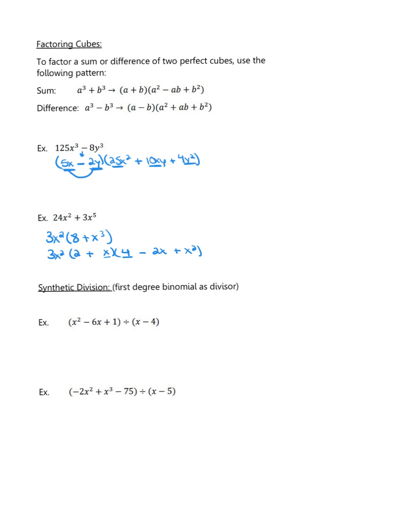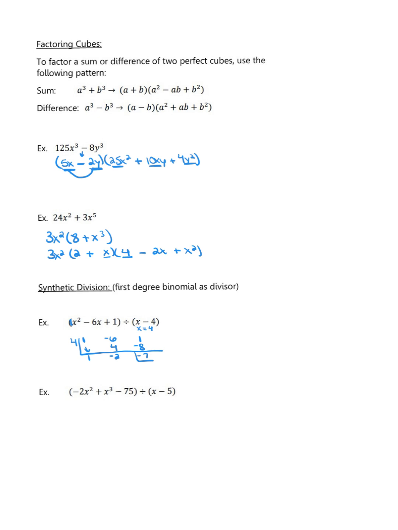If I'm dividing by x minus 4, if I set x minus 4 equal to 0, x equals 4. So I'm going to divide by 4. And then I'm going to write just the coefficients. So 1 in front of the x squared, negative 6 in front of the x, and 1. Bring down the first term, multiply it by the outside, so 4 times 1 is 4, and then add that column, negative 6 plus 4 is negative 2. Multiply by the outside, 4 times negative 2 is negative 8, 1 minus 8 is negative 7.